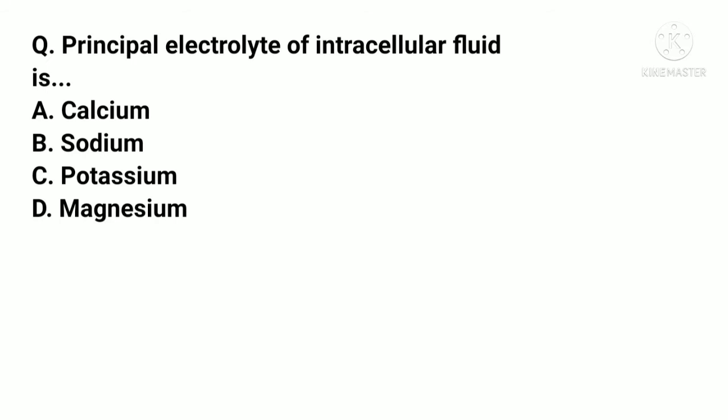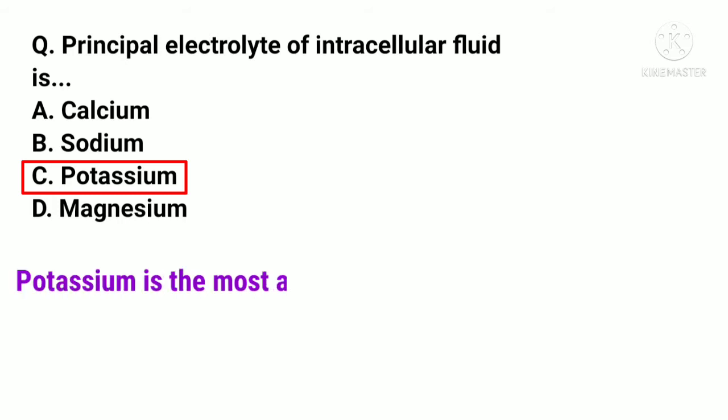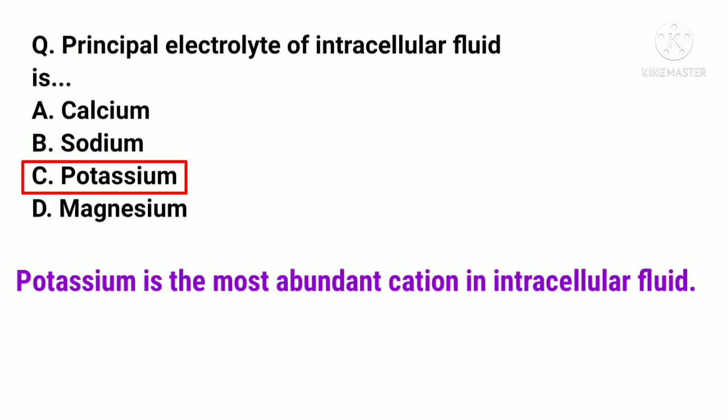Principal electrolyte of intracellular fluid is A. Calcium, B. Sodium, C. Potassium, D. Magnesium. And the correct answer is C. Potassium.